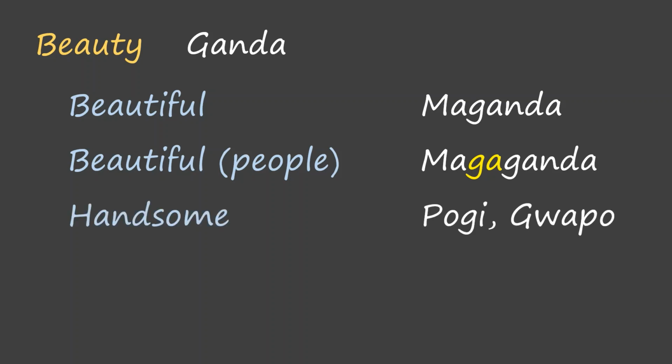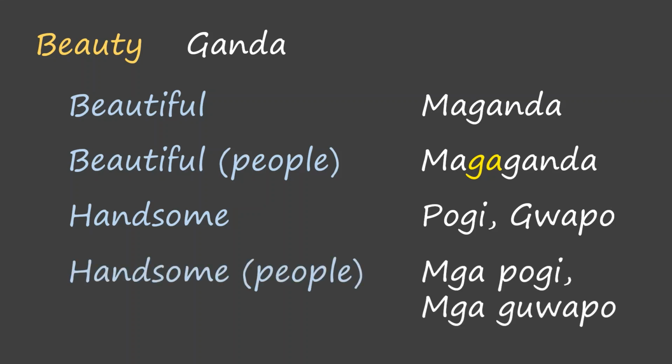What about handsome? Pogi or guapo applies to one person. When we want to say it in the plural sense, to say handsome people, we do not say mapopogi or magwagwapo. We say mga pogi or mga guwapo. When the adjective does not start with ma, we use mga in front of the word.